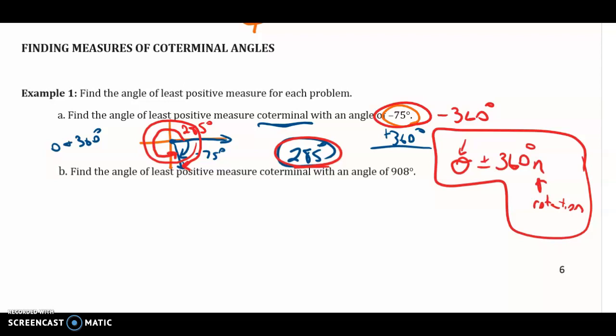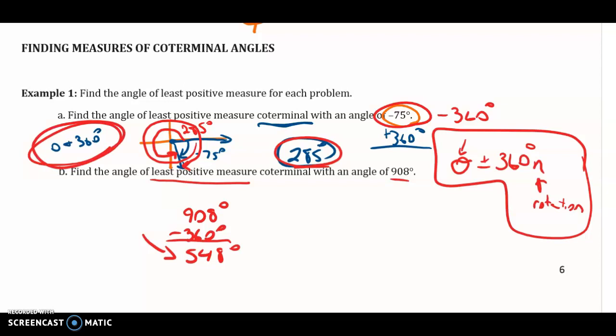So let's go down to B. I want the least positive measure coterminal with 908 degrees. So I'm going to take 908 degrees and subtract 360 from it. Okay, so I ended up getting 548 degrees, but that's still too big. It's not between 0 and 360. So I'm going to subtract 360 degrees again, and I end up getting 188 degrees.